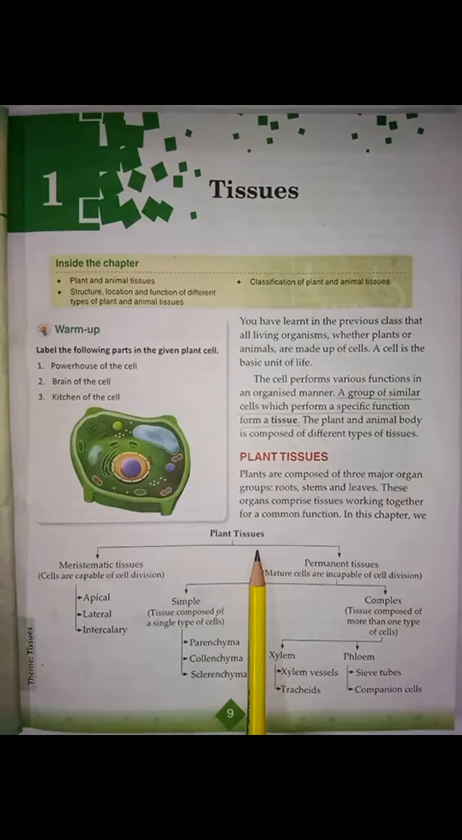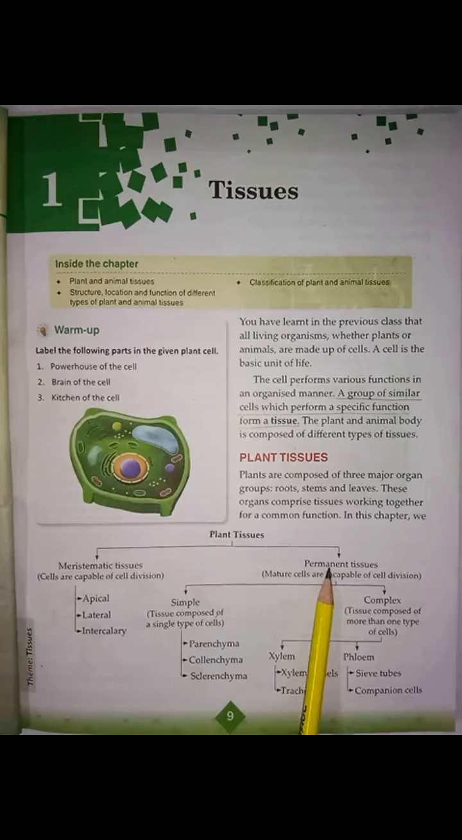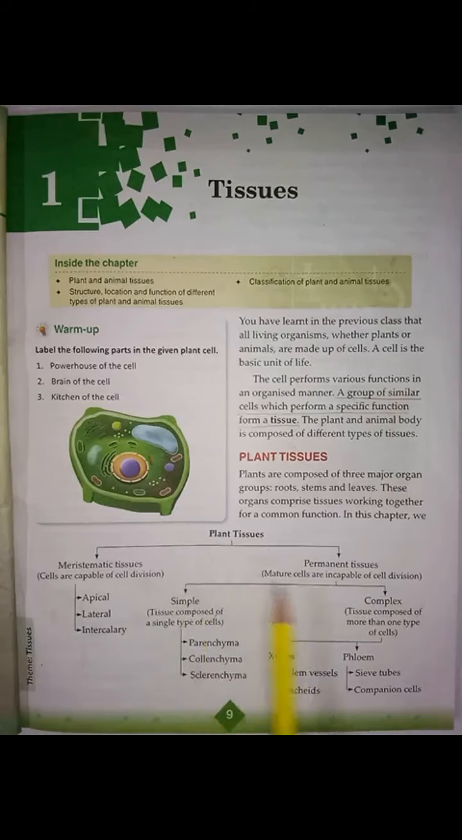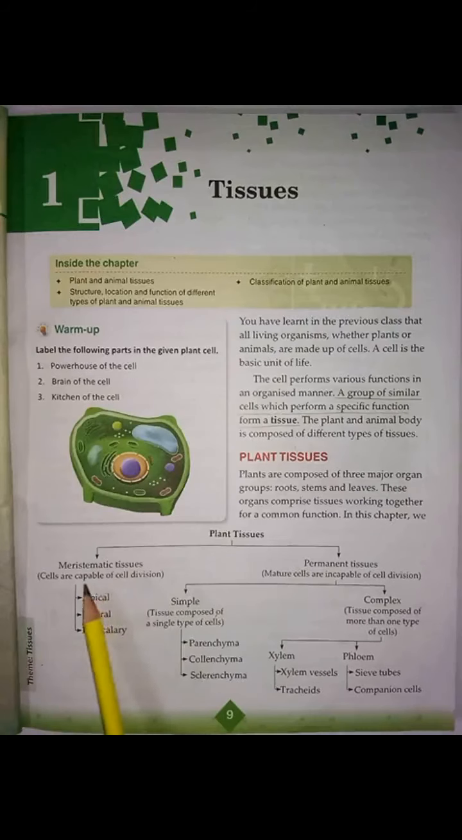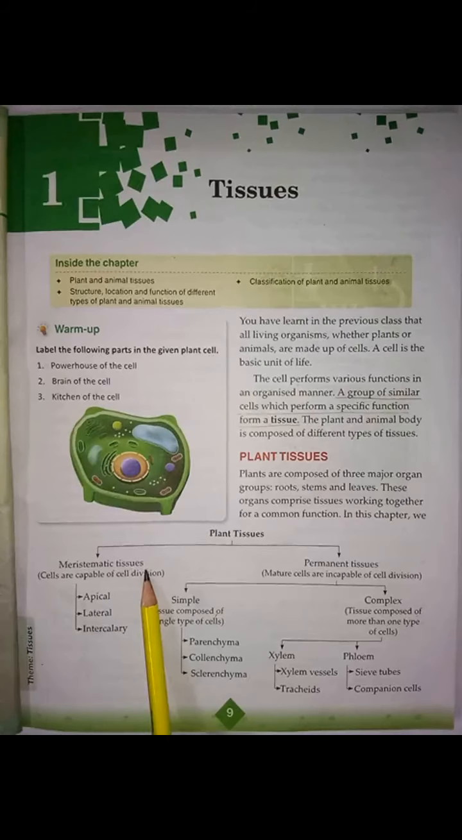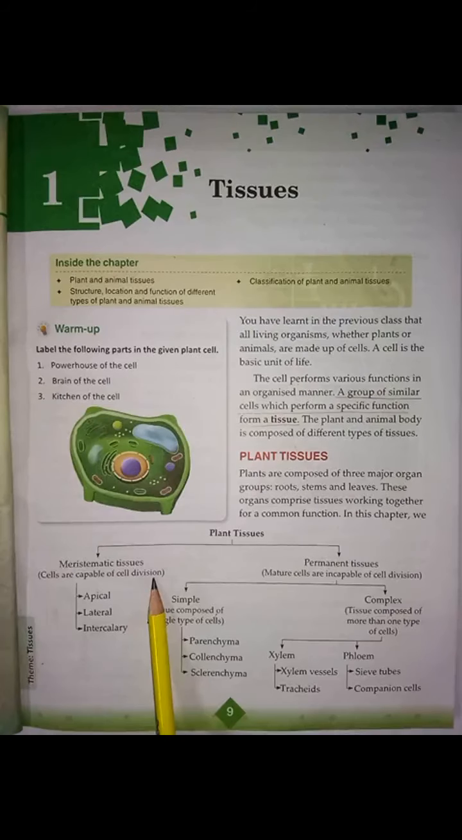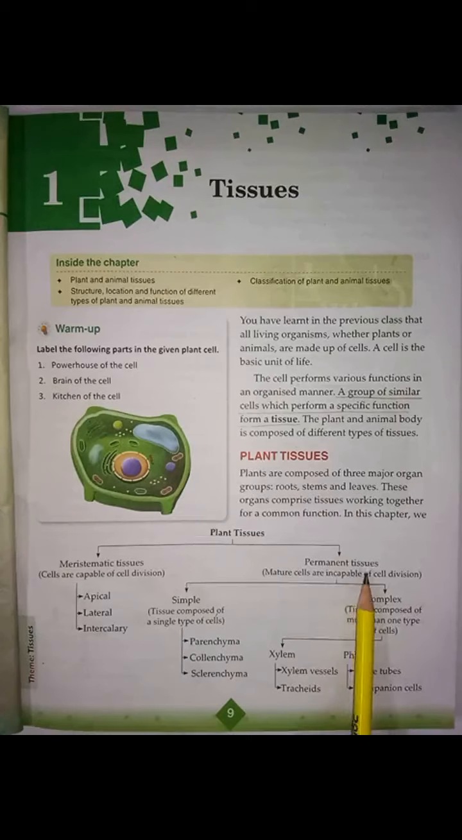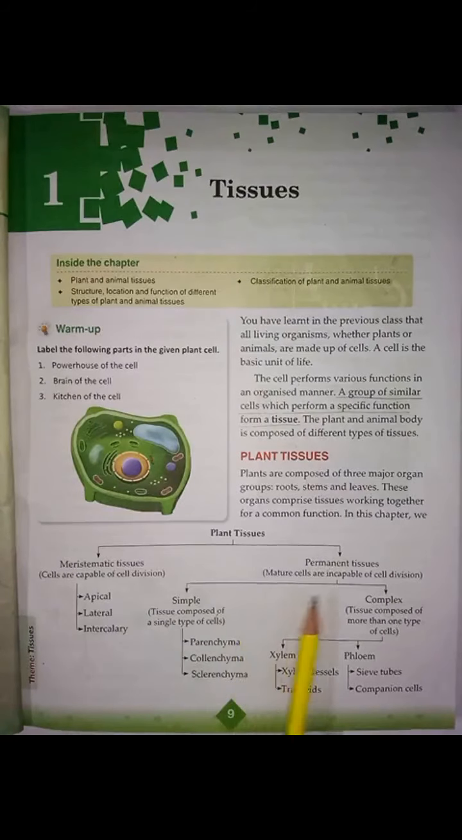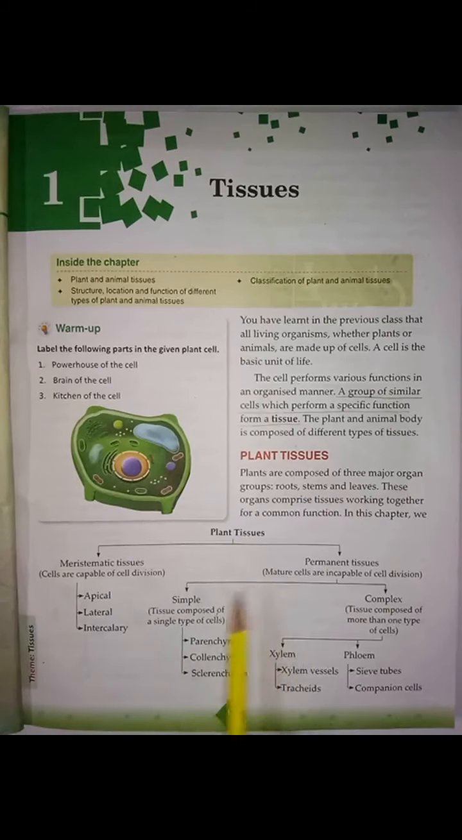Now plant tissues are basically of two types, meristematic tissue and permanent tissue. Meristematic tissues are those tissues which are capable of division. That is, they can divide and grow in size and shape. Whereas the permanent tissues do not divide. They do not grow in shape and size. So in detail now we are going to study these two different types of tissues.